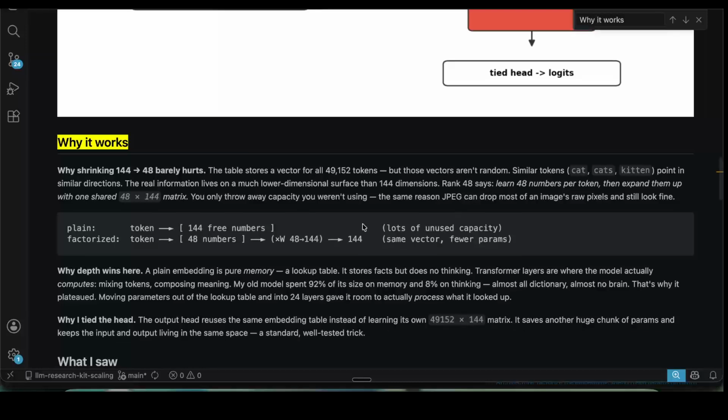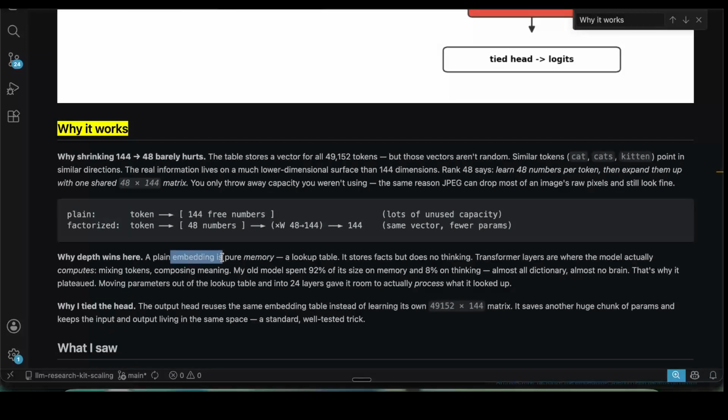And you know that in a transformer the embedding table is the memory and the depth, the number of layers, is the reasoning, thinking, processing. So we spent 92% of the capacity parameters on memory, and just 8% on thinking. But now we spent a lot more, 30% on memory, so 70% onto thinking.